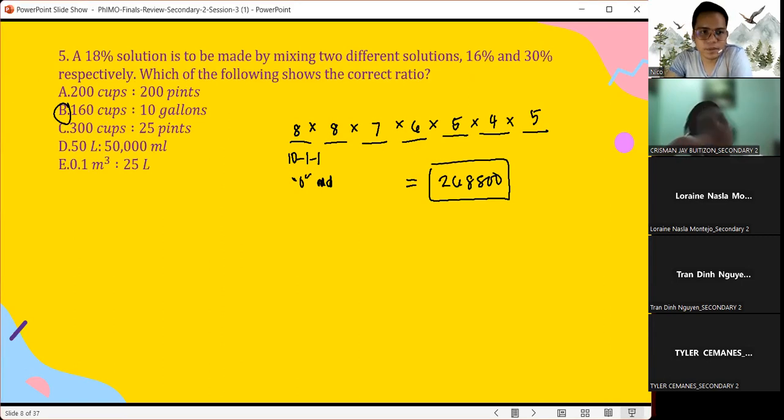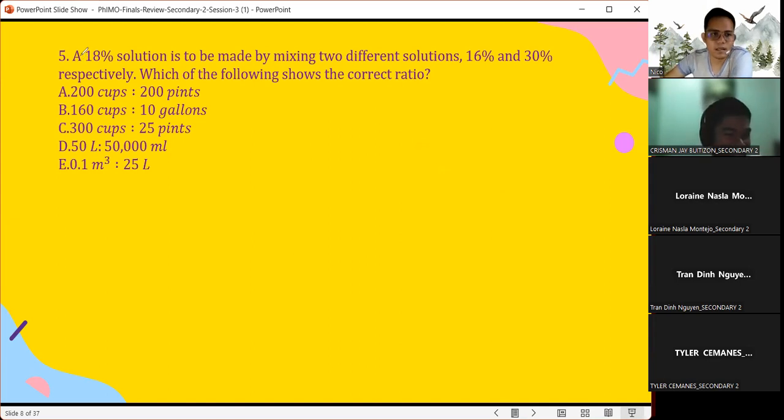Okay, let's have number 5. This should be an 18%, not a 18. This is an 18% solution to be made by mixing two different solutions, which is this and that, respectively. Which of the following shows the correct ratio?